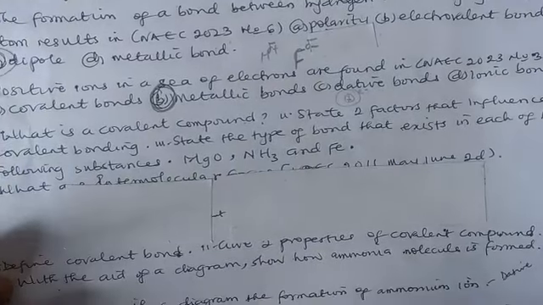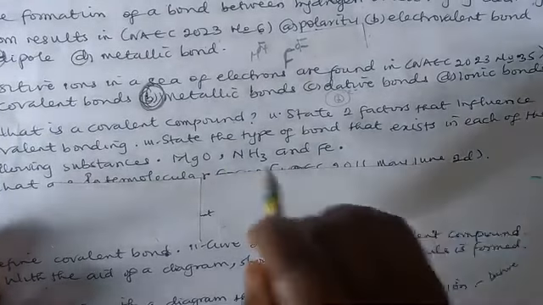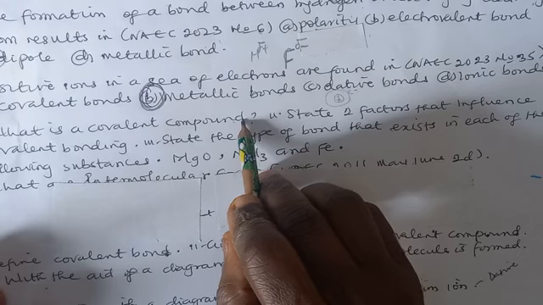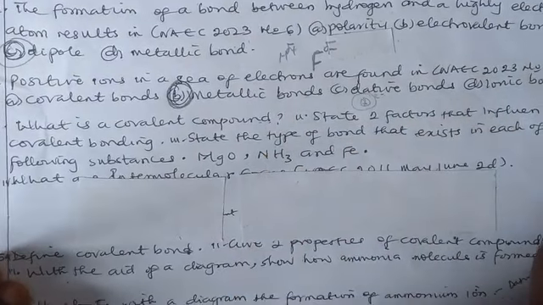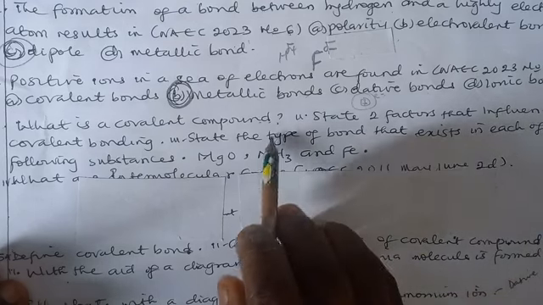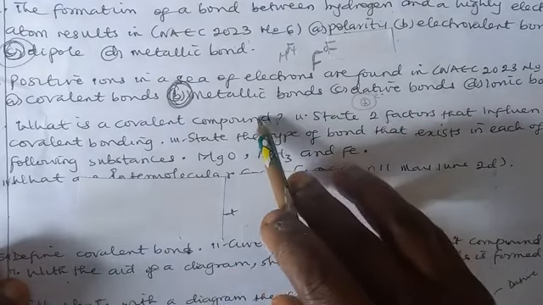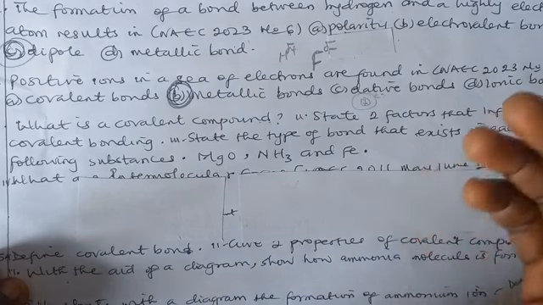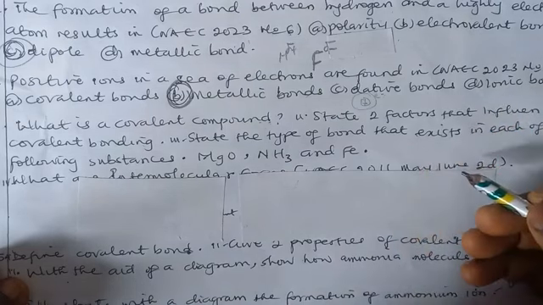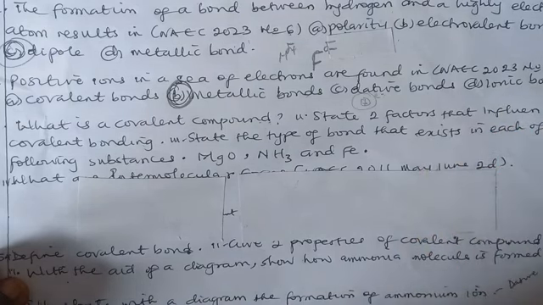Number 4: what is a covalent compound? This is a compound formed by the sharing of electrons between atoms of different elements or atoms of the same element, resulting in the formation of molecules. State 2 factors that influence covalent bonding. I gave you 3: ionization energy, electron affinity, and electronegativity differences.